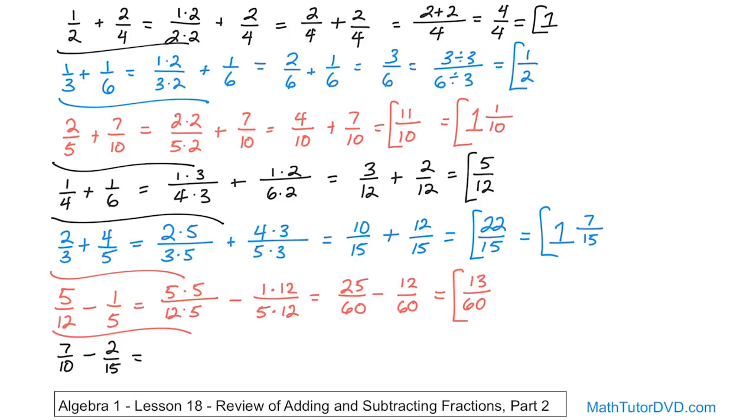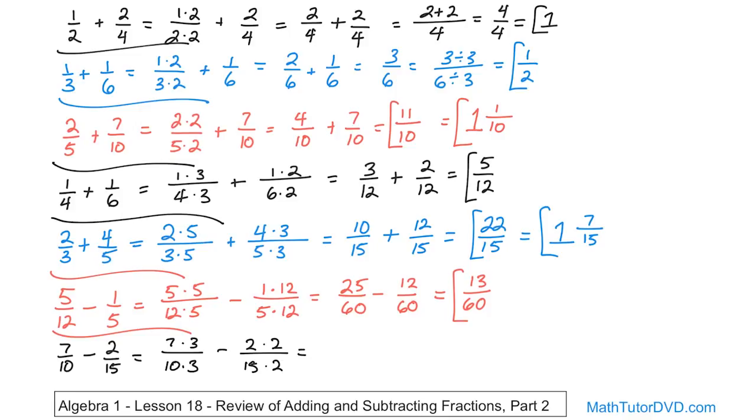In other words, I can multiply this by something to give me 30, and I can also multiply this by something to give me 30. That is what I'm trying to do. So the 7/10, what do I multiply by to get 30? It's going to be 3, so I have to do it to the top and to the bottom. And then the 2/15, what do I multiply by on the bottom to give me 30? I multiply by 2, so I have to also do it to the top and to the bottom.